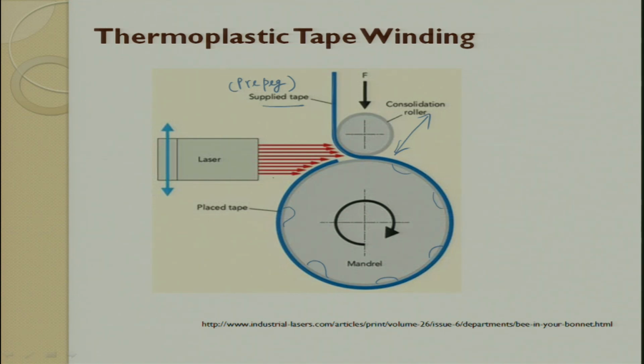At this stage exactly, there is a laser which heats. This laser changes the behavior from solid to semi-solid, that is, a viscoelastic state, and in this viscoelastic state a tension is maintained, and then you start wrapping it around. This process is called the thermoplastic tape winding process. It is very similar to the thermoset filament winding process, but the only difference here is the matrix. This matrix plays a very, very important role.